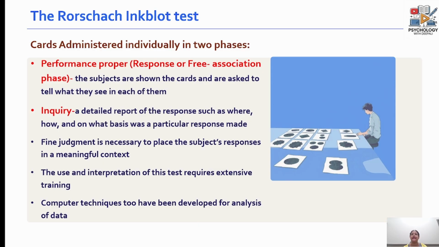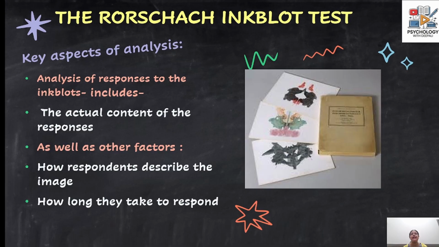Lots of computer techniques also have been developed to aid in this process of interpretation. Now, what are the key aspects of the analysis process? The analysis includes the actual content of the responses, which means what the person said. Did he say it was a dog? A whale? A shoe or whatever? Whatever the person saw in that particular card, and what he said about what he saw, is the actual content of the responses.